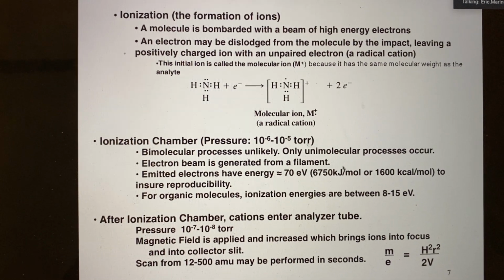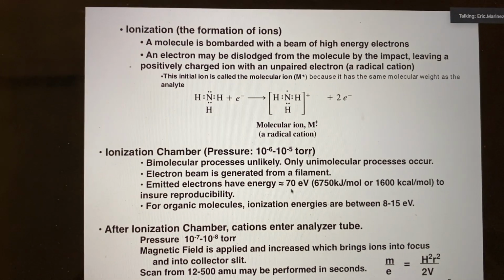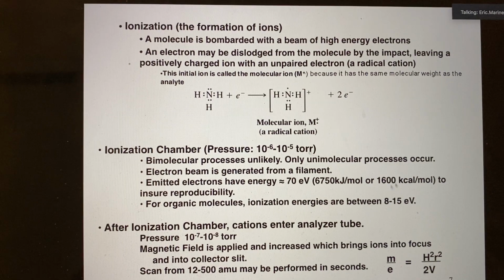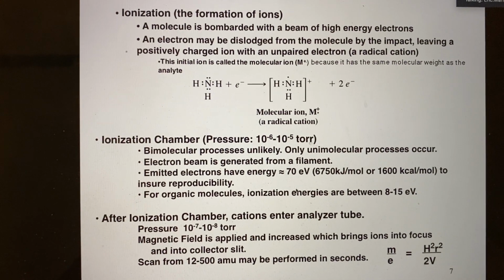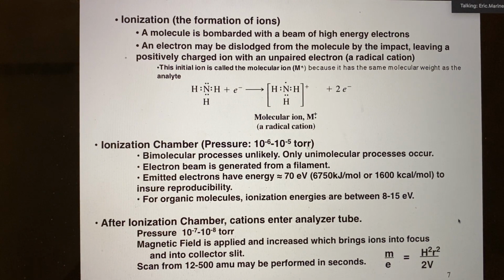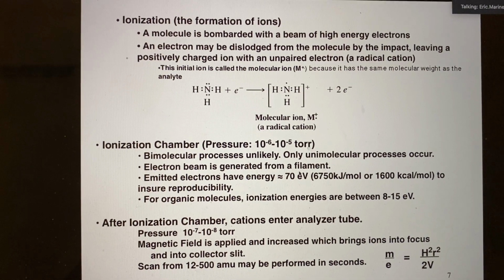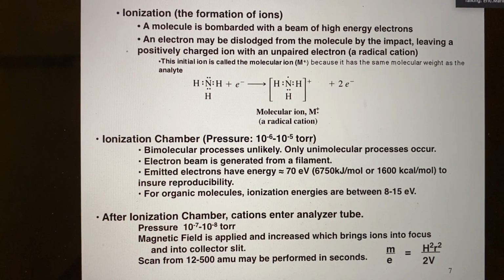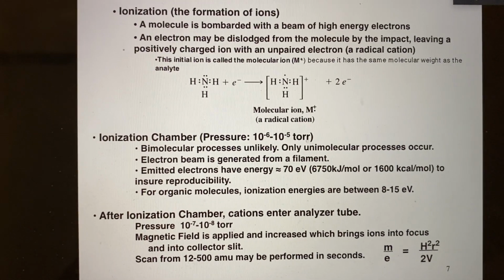The electron beam is generated from a filament, and just to give you an idea what we're talking about here, we're supplying 70 electron volts. 70 electron volts corresponds to about 6,750 kilojoules per mole, or 1,600 kcals per mole. Okay. Remind yourselves that most organic molecules ionize in between 8 to 15 electron volts. So we're beating this molecule up, right? It only needs 8 to 15 electron volts. We're supplying a lot more. So this molecule is going crazy. It's really excited. And so the real question is how does that molecule, once it's so excited, dissipate energy? One of the most effective ways of dissipating energy is by breaking bonds, okay?